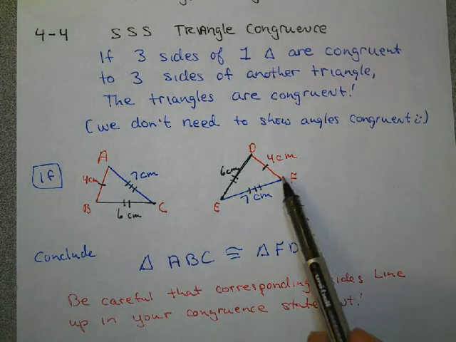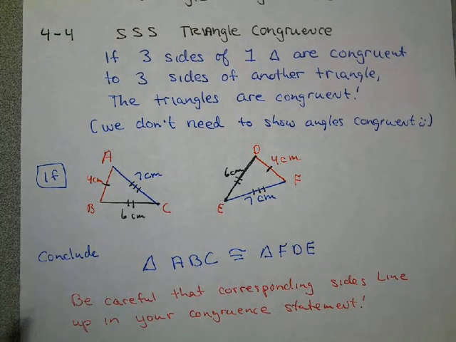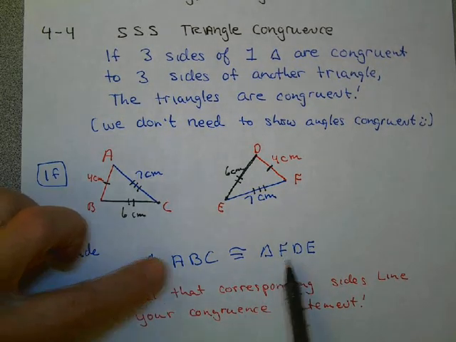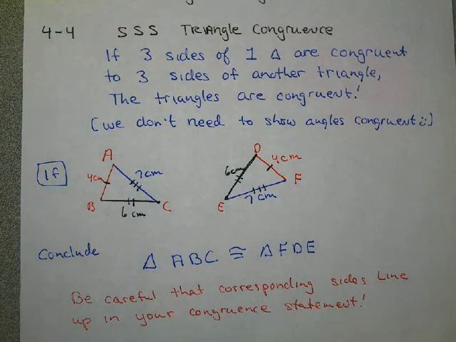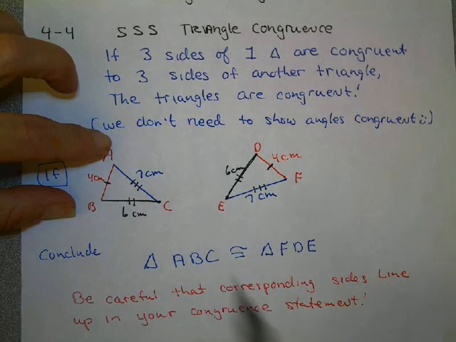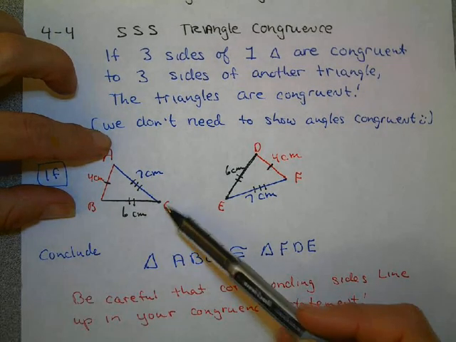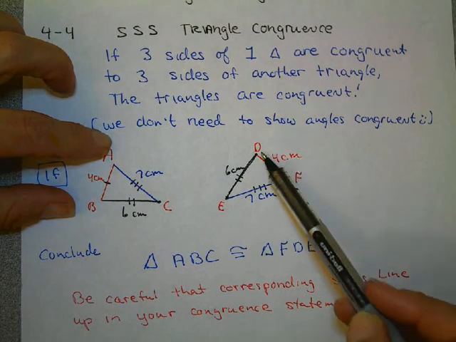Now the thing that's important here is, be careful that your corresponding sides line up in your congruence statement. Remember, we looked at those statements last lesson and said, okay, then that means A corresponds with F, B corresponds with D, and C corresponds with E. So that still has to be true in your statement. So if I started with A and went to B, well, that's the short side, and then I went over to C, that would be 4 centimeters to the 6 centimeters. So I would look here and say, okay, then I'm going to have to go F to D and down this 6 centimeter side to E. So F, D, E.